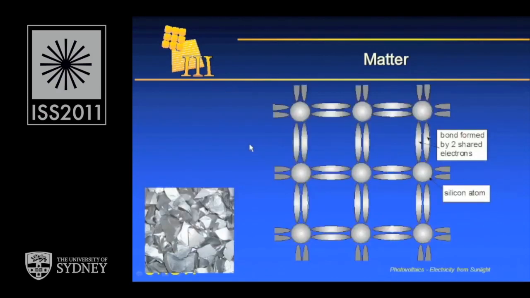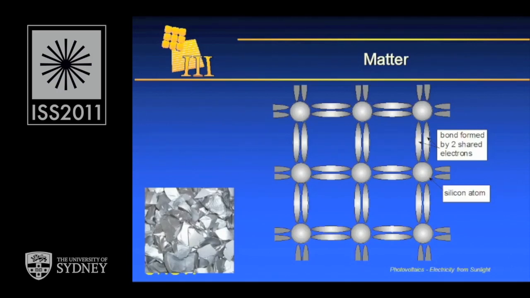That was a 3D view. It's easier to draw a 2-dimensional picture, so this is the same thing shown in a 2-dimensional rendition. We have the silicon atom here. It contributed 1 electron to these covalent bonds, and then this other silicon atom here contributed the other one, and that's formed this very stable structure.